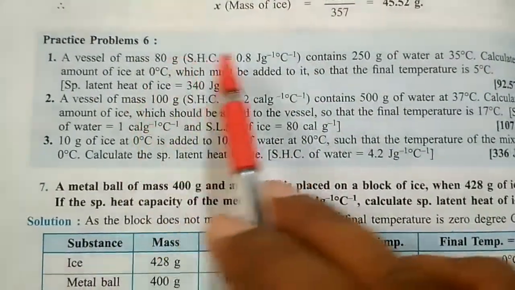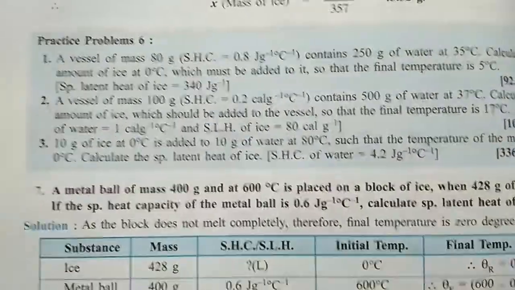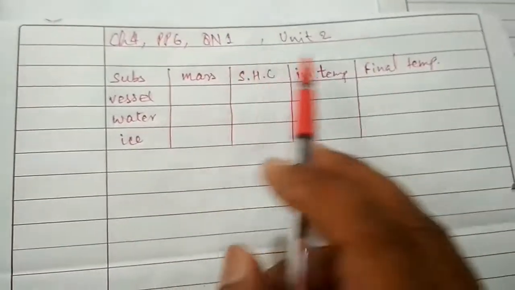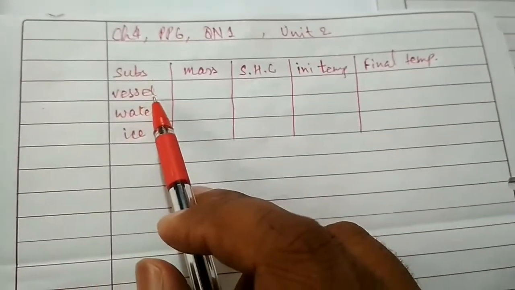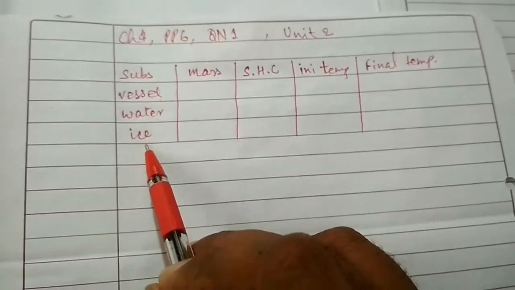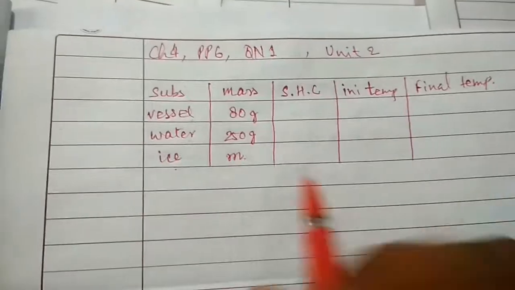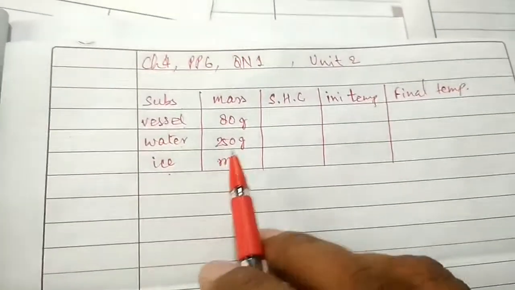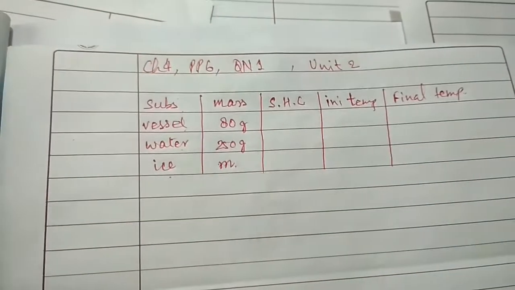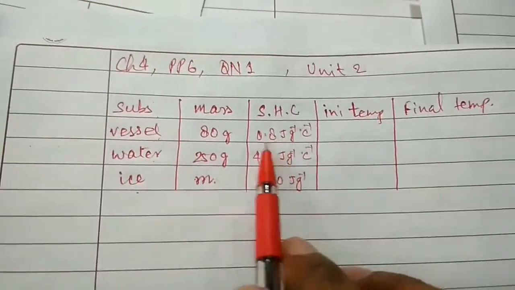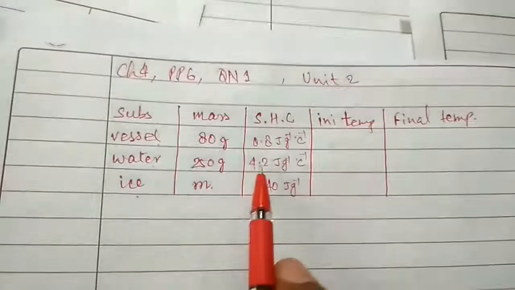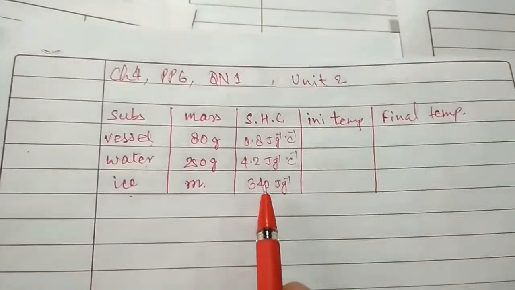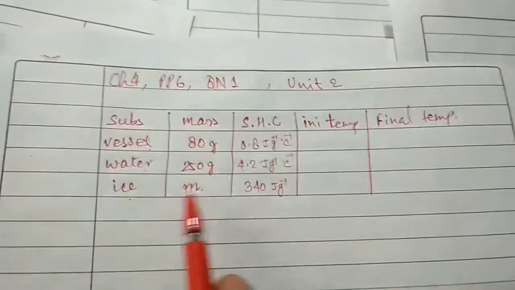So when there is more than one substance, we will draw a table. I have drawn the table for this question, chapter 4, practice problem 6, question number 1, unit 2. The substances we have seen are vessel, water and ice. Now let's fill in their masses. Vessel 80 gram, water 250 gram, and the ice mass we have to calculate. Now let's write the specific heat capacities. See here, the specific heat capacity is 0.8 for this vessel, 4.2 we know for water, but here this is not the specific heat capacity, this is the specific latent heat of ice.